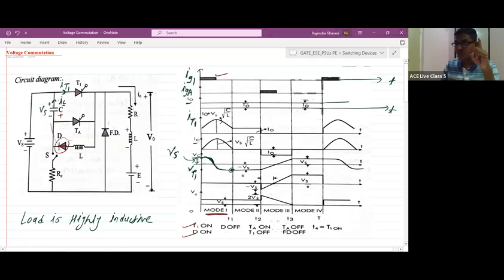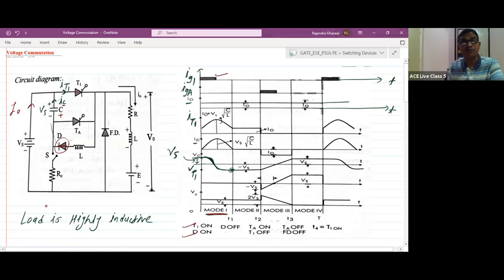Is this clear? During mode 1, the capacitor has discharged and charged to the reverse polarity. IC is sinusoidal, VC is cosinusoidal. Now let us check the waveform for IT1. IT1 is IC plus I0. If this current is I0, can we say that here the current is also I0? The same current is coming here, and the same current is flowing through the supply voltage. So if this current is I0, the supply current is also I0.